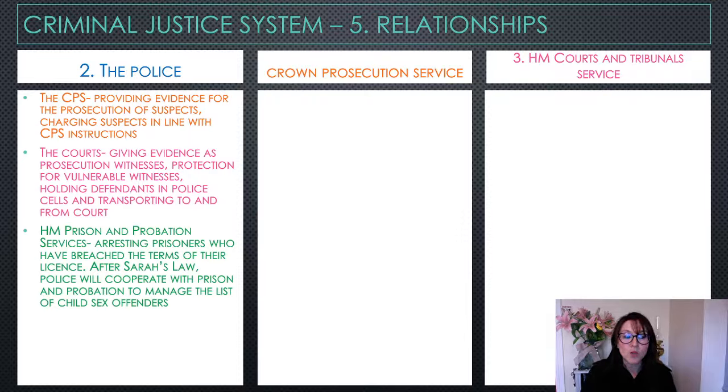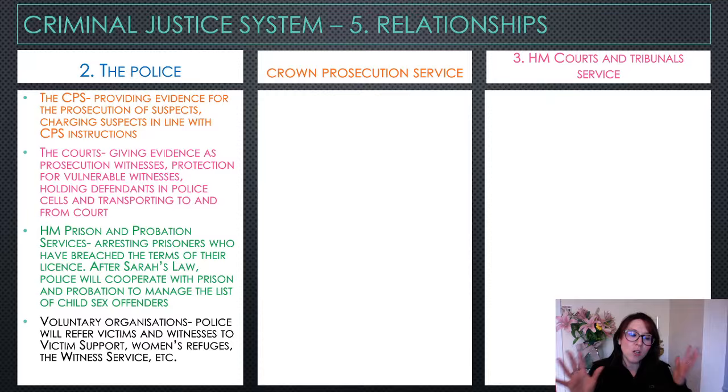They also work with the HM Prison and Probation Services. They arrest prisoners who have breached their terms of licence. So if the Prison and Probation Service found that actually the person that they are supervising has broken the law, then they will ring the police, and the police are the ones that then deal with it. After Sarah's Law, police will cooperate with Prison and Probation to manage the list of child sex offenders.